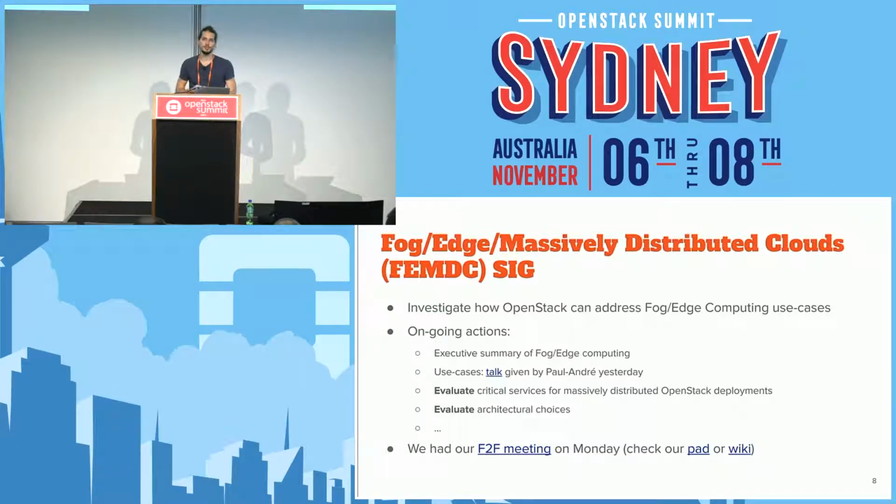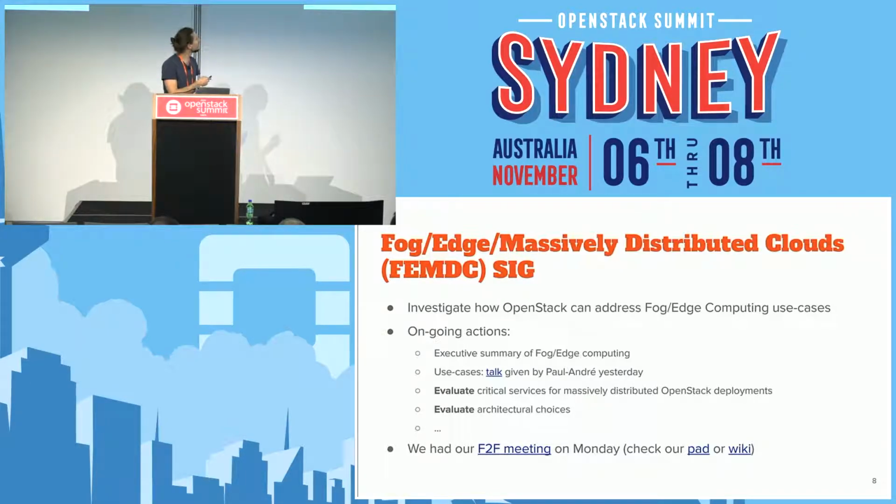So it involves the definition of all the words around Fog computing, and the definition of use cases related to this area. We also got involved in the evaluation of critical services in OpenStack, in the particular case of massively distributed deployments. And we also got involved in evaluating some architectural choices around that. If you want more information, I encourage you to have a look at the wiki or at the IRC meeting of the FEMDC SIG.